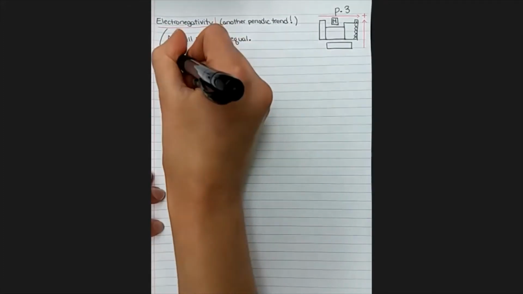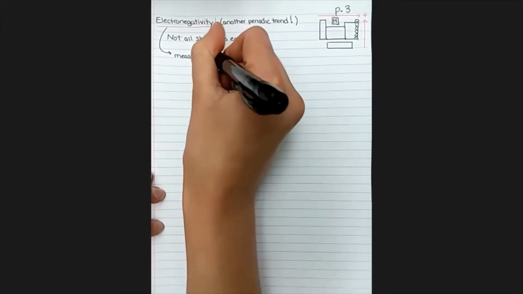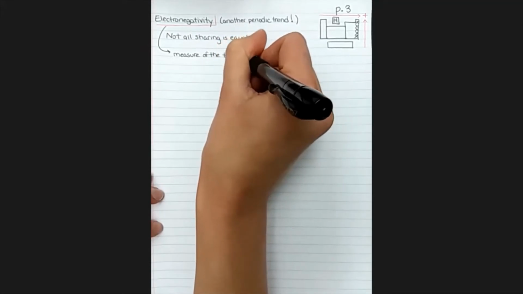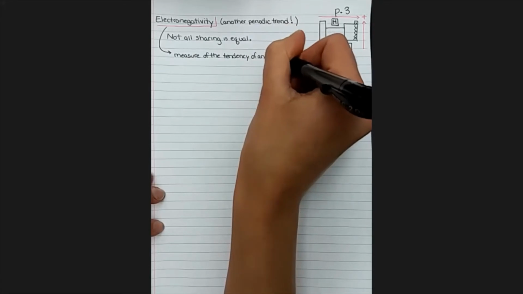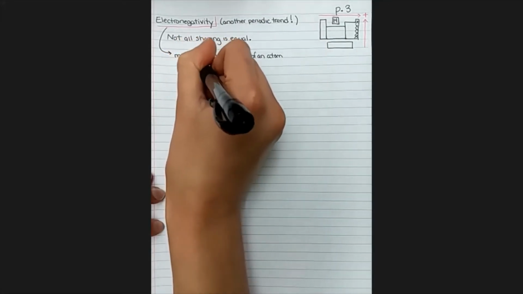So electronegativity is defined as a measure of the tendency of an atom to attract electrons in a bond.